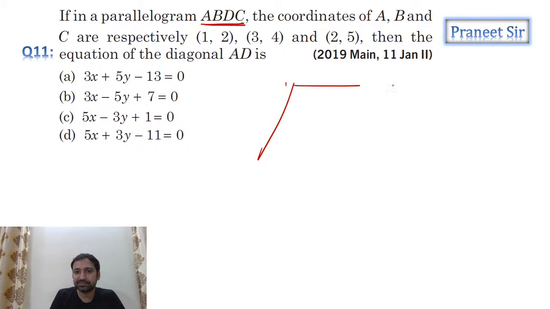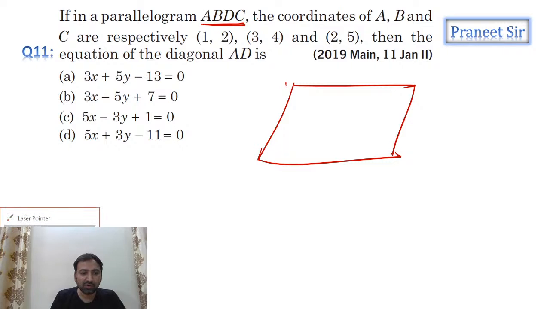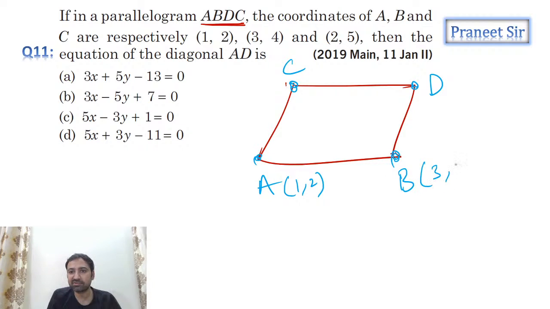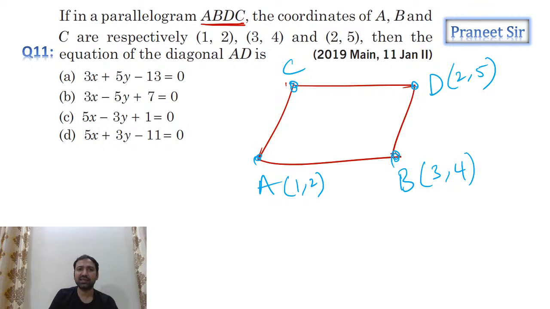Okay, right. Let's take it like this. There is a parallelogram. You can take these points in order. This point is A, and this point is B, and this point is D, and this point is C. Point A is given. A is 1 comma 2, and B is 3 comma 4, and D is given, guys. D is 2 comma 5 he has given. Then the equation of diagonal AD. So easy, right? Already A is given.